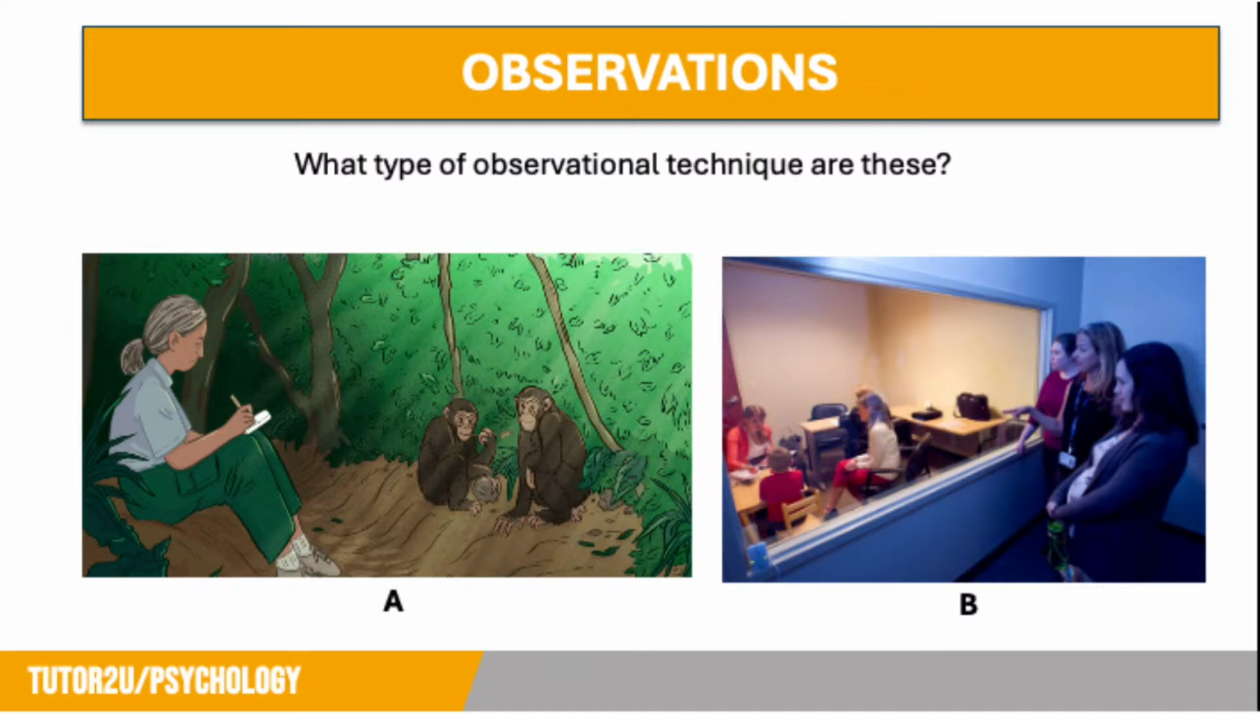The reason why A would be naturalistic is it's happening in a natural setting. You've got the monkeys in the natural setting. Whereas B is more structured, it's someone watching behind the glass screen. You can see it's happening in a very controlled environment. So while you're right with non-participants, we've got this difference between controlled, where you've probably got some behavioural categories going on that they're looking out for, and the naturalistic environment. Okay, let's have a little look at the next ones then.